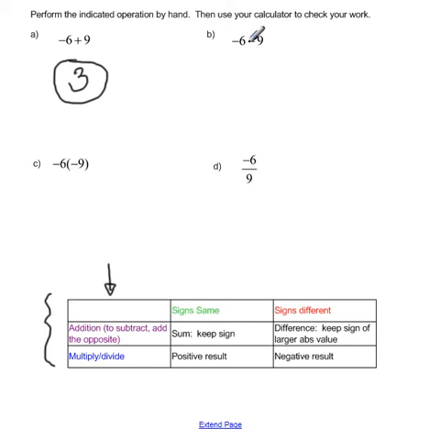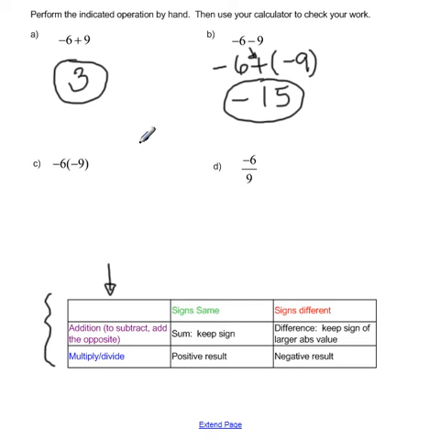Our next one, -6 minus 9. And notice I can tell this isn't multiplication because there's no parentheses around it. This is -6 minus 9. Since it's subtraction, let's change it to adding the opposite. -6 plus, instead of subtract, we're going to add the opposite. Subtraction becomes addition. The opposite of 9 is -9. -6 plus -9 is -15.